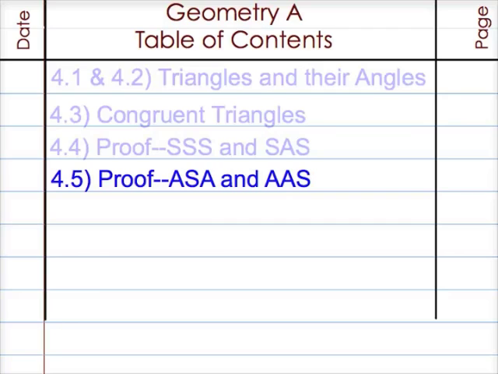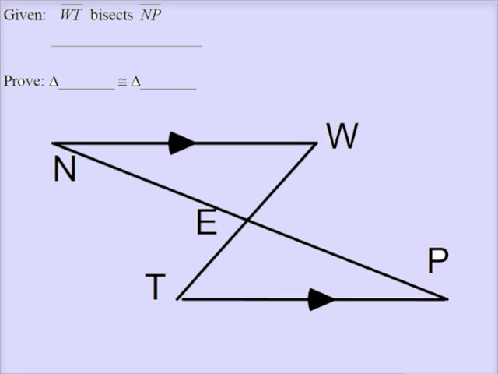This next series of videos will deal with proofs using the ASA and the AAS triangle congruence theorems. So let's take a look at our first example. We're given that WT bisects NP, and we want to prove that these two triangles are congruent. First things first, we need to name the triangles.